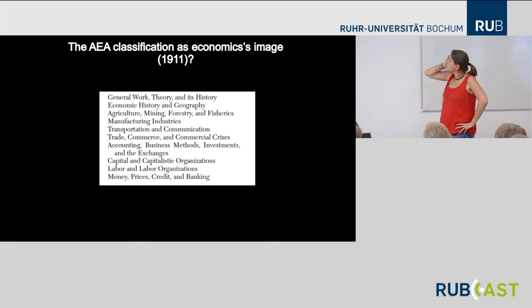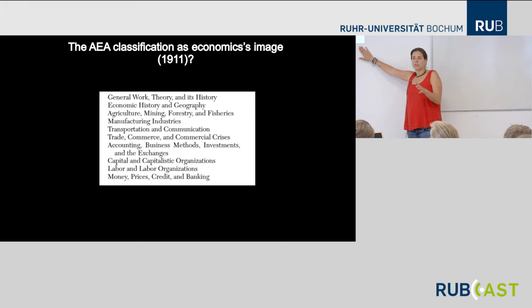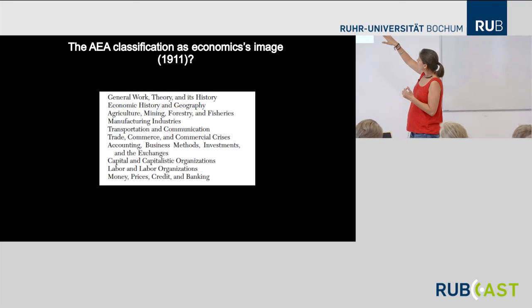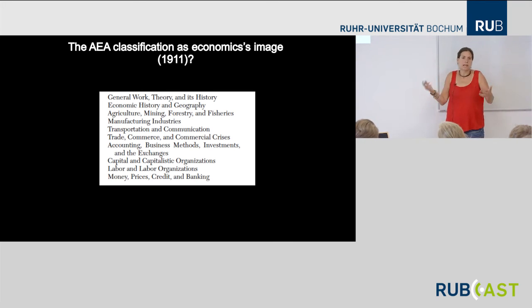And you can see it was not ordered. There is no number. There is no letter. What is here is not more important than what is here. And for instance, in other journals, it was ordered alphabetically, okay? So just because general work, theory and history are at the top doesn't mean it's more important. It's just like that, okay?